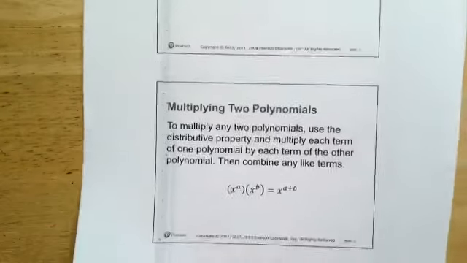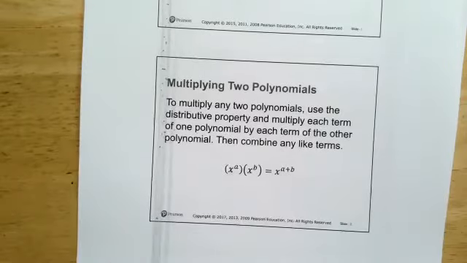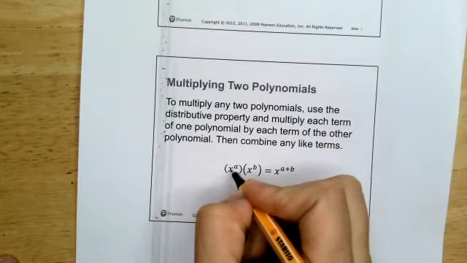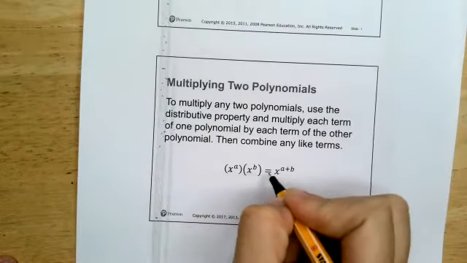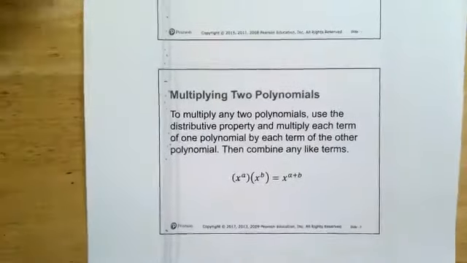All right, multiplying polynomials, multiplying two polynomials. To multiply any two polynomials, use the distributive property, multiplying each term of one polynomial by each term of the other polynomial, and combine any like terms. So x to the power of a times x to the power of b becomes x to the power of a plus b, which was 5.1 and 5.2, right?